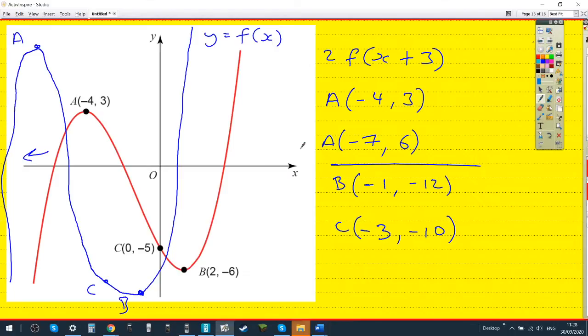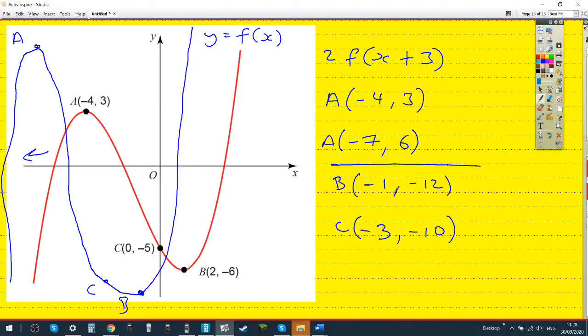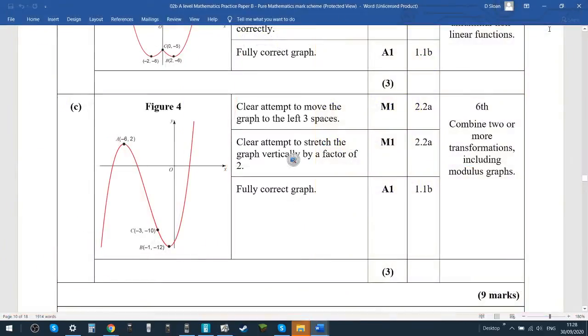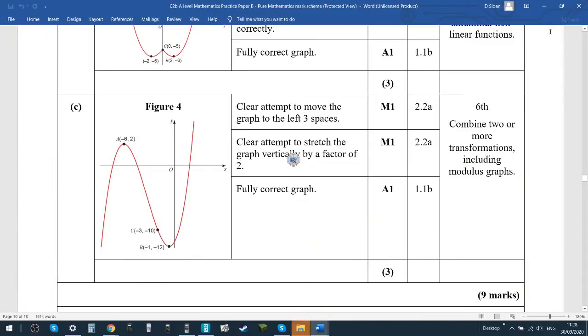Hang on, minus 6, 2. Did we do that somewhere? Minus 1, minus 12. Minus 3, minus 10. Minus 6. What did they do? Minus 6, 2. Is that correct?